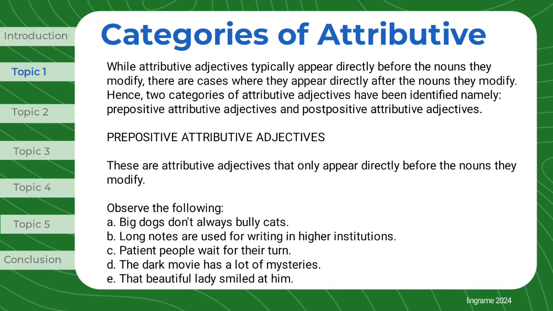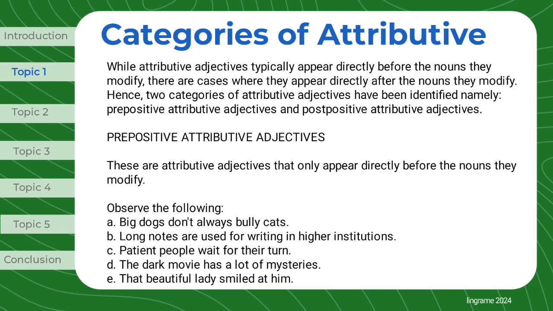Categories of attributive adjectives. While attributive adjectives typically appear directly before the nouns they modify, there are cases where they appear directly after the nouns they modify. Hence, two categories of attributive adjectives have been identified, namely, prepositive attributive adjectives and postpositive attributive adjectives. Prepositive attributive adjectives. These are attributive adjectives that only appear directly before the nouns they modify.